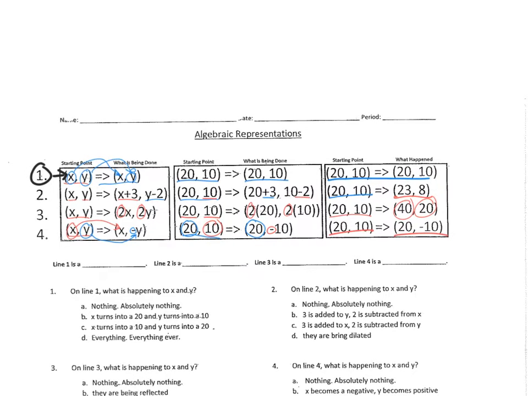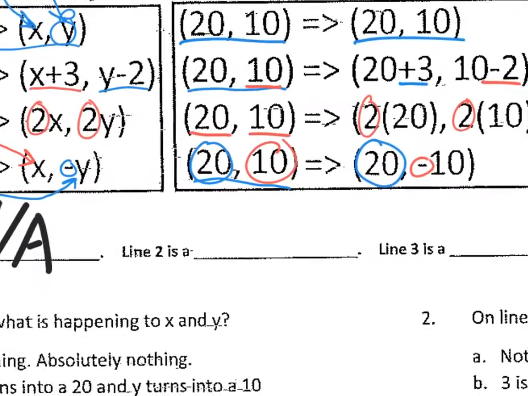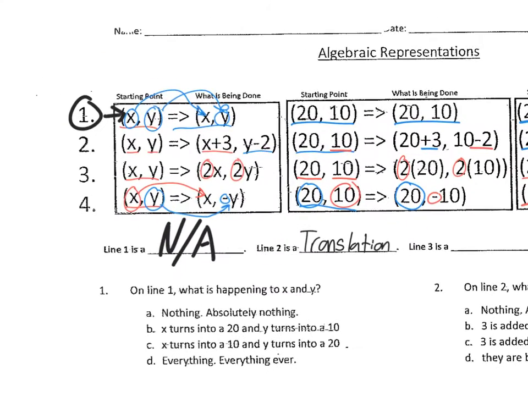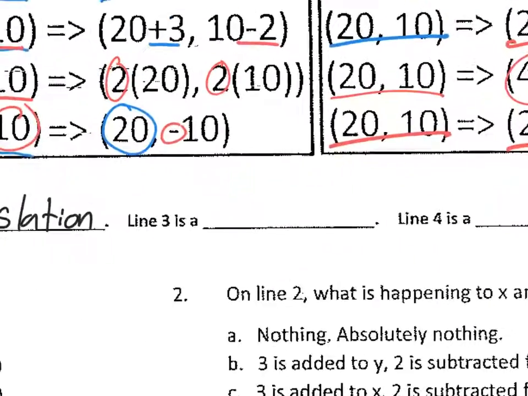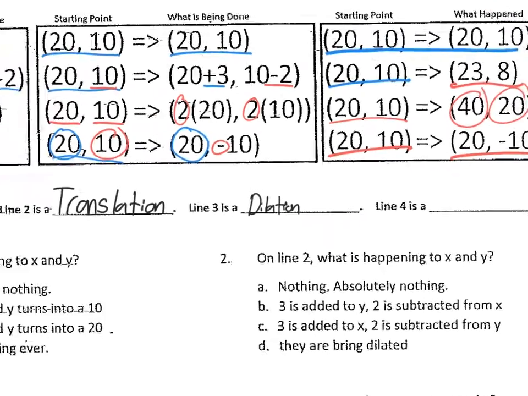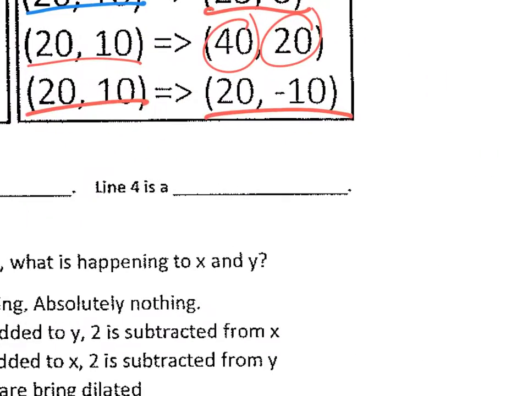And so on this part right here where it says line 1 is A, line 2 is A, line 3 is A. Well, line 1's not really anything, so we're going to put NA for not applicable. Nothing actually happened on that one. For line 2, that is a translation because we're shifting the image. Line 3, because we multiplied both sides times 2, that's a dilation. And line 4, just because we swapped the sign on one of them, it's going to be a reflection.